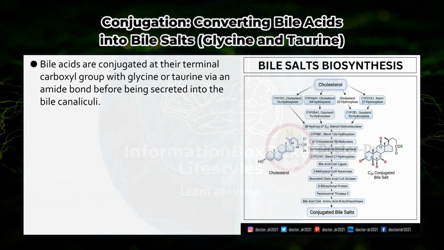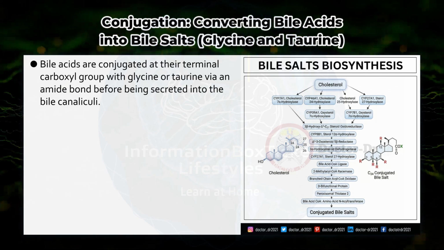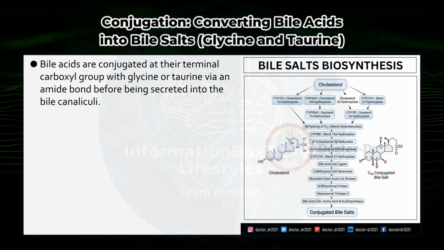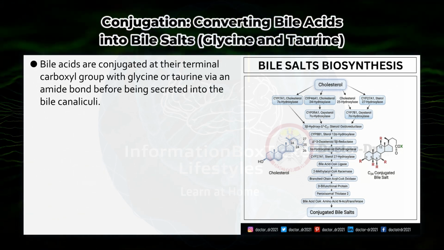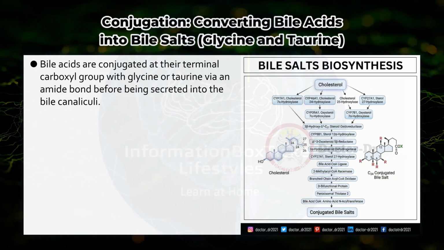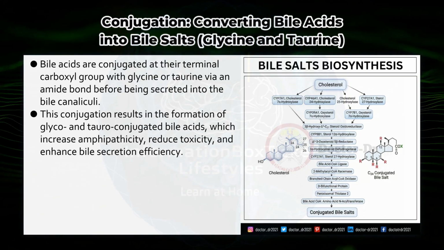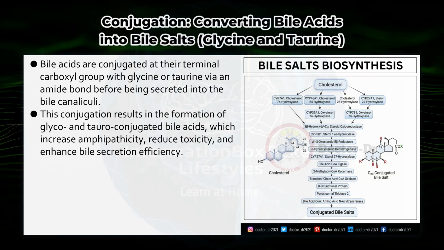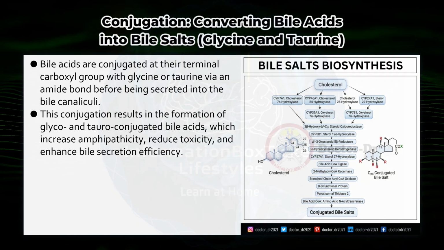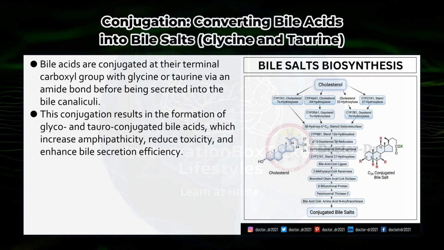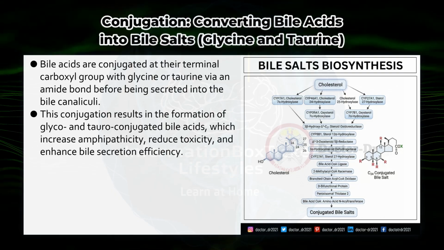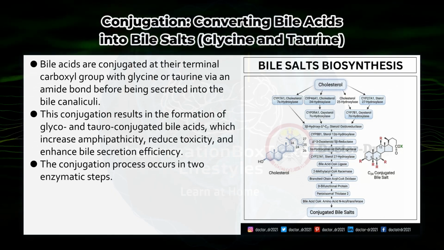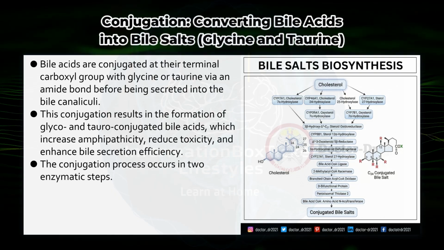Bile acids are conjugated at their terminal carboxyl group with glycine or taurine via an amide bond before being secreted into the bile canaliculi. This conjugation results in the formation of glyco- and tauroconjugated bile acids, which increase amphipathicity, reduce toxicity, and enhance bile secretion efficiency.